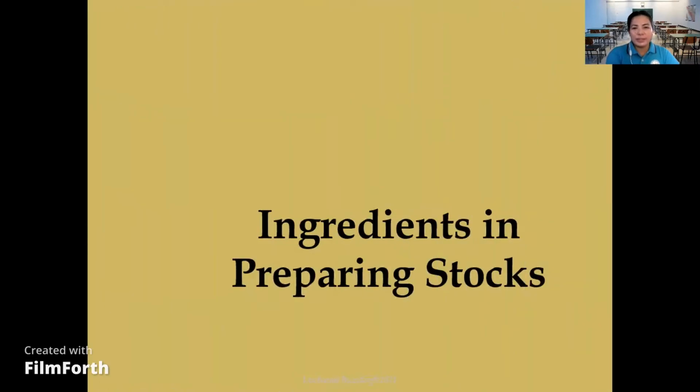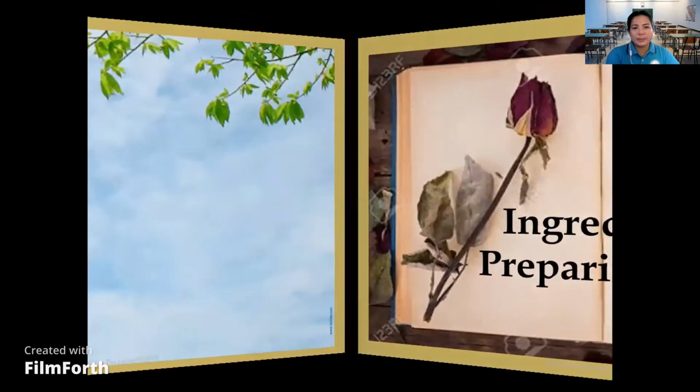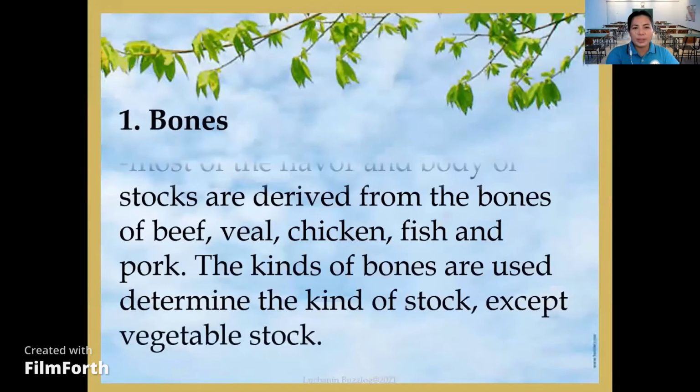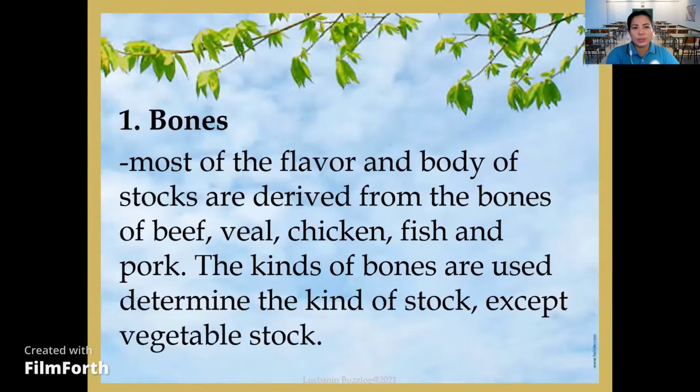And how about the ingredients in preparing the stocks? So in preparing stocks, we have the bones. Most of the flavor and body of stocks are derived from the bones of beef, veal, chicken, fish, and pork. So the kinds of bones used determine the kinds of stock except the vegetable stock. So yan po yung ating mga bones.